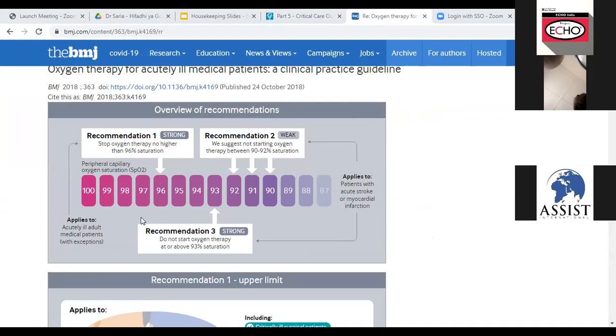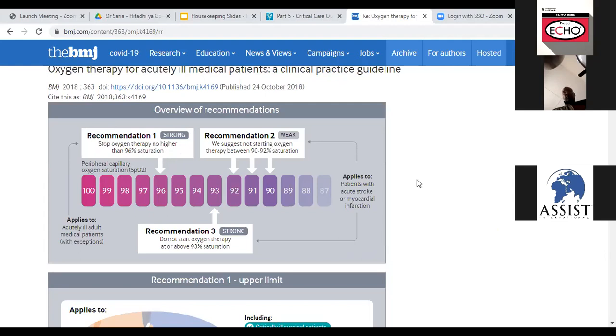If you are dealing with an acute adult patient with acute respiratory failure, the recommendation is you have to give oxygen with a goal target of 92 to 96. So our goal should be not higher than 96%. That's the recommendation, strongly recommended. Okay, but remember, it doesn't apply to all patients. There are some exceptions.